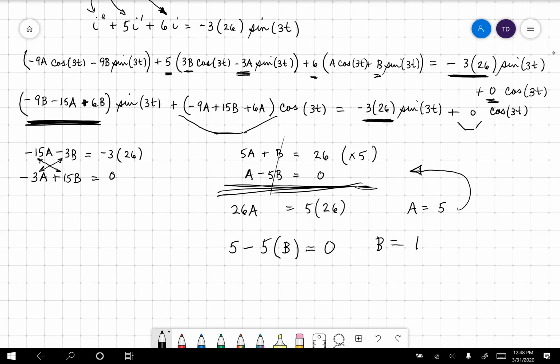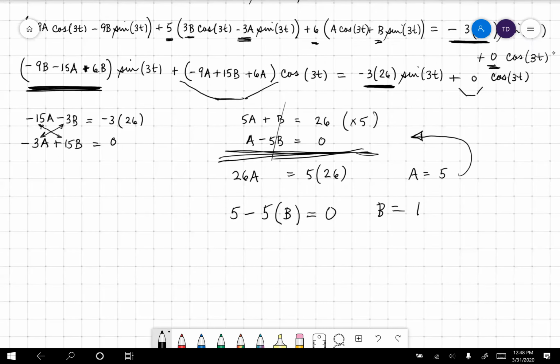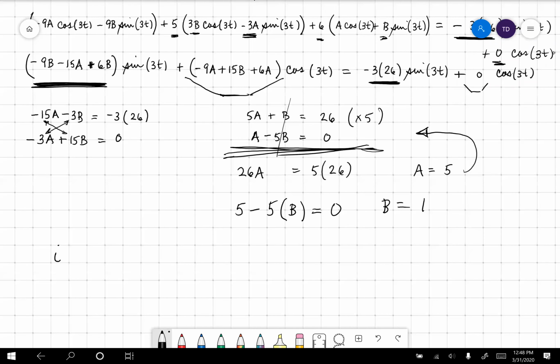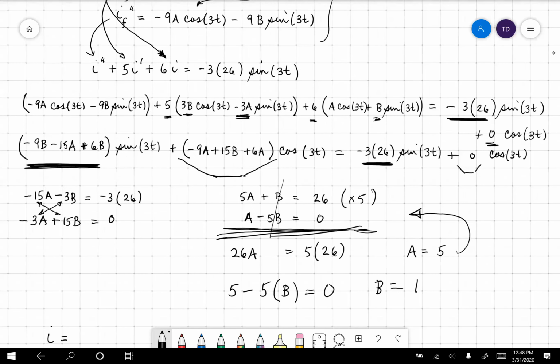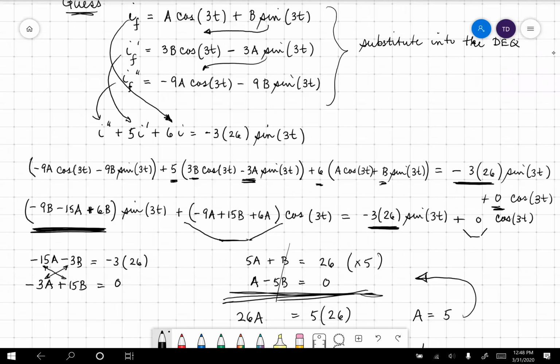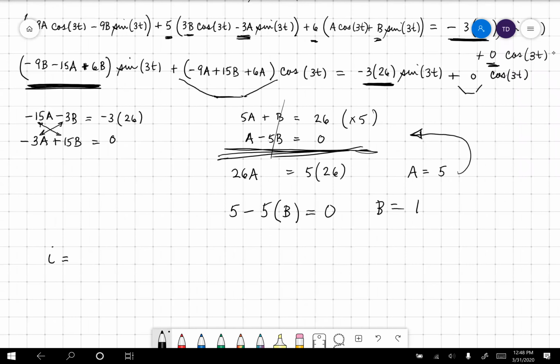Okay, so our solution, all this hard work for the solution. So I equals, now I have to remember what Jack gave us. Jack gave us a times cosine. So a times cosine, 5 cosine of 3t plus b, plus 1 sine of 3t. And then we have plus our k1 and our k2.